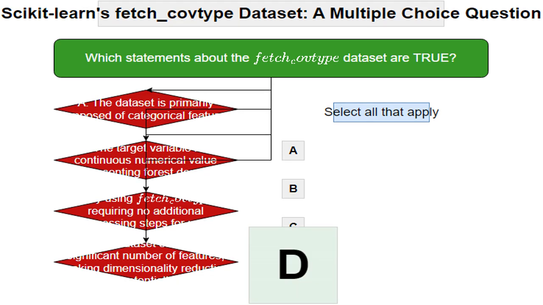Statement D points out there are many features in the dataset, making it suitable for dimensionality reduction techniques. This is true. There are so many features that we may need to simplify it using methods to reduce dimensions for better model performance. Pretty cool, right?